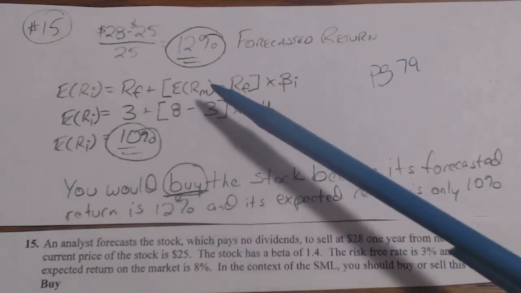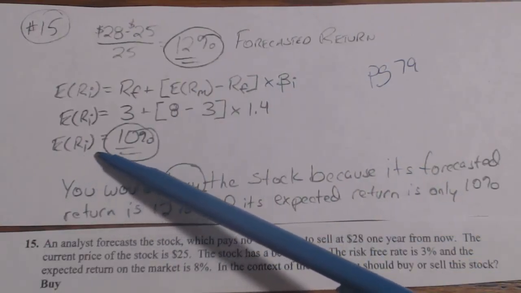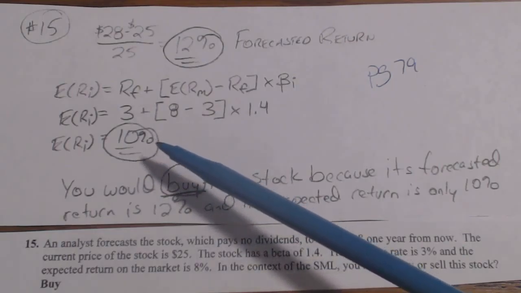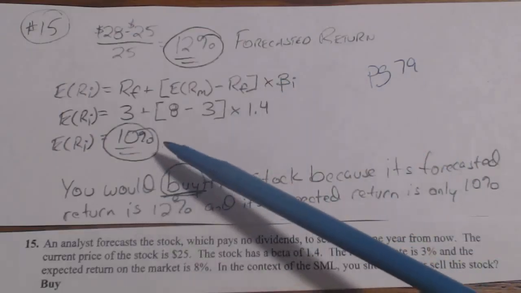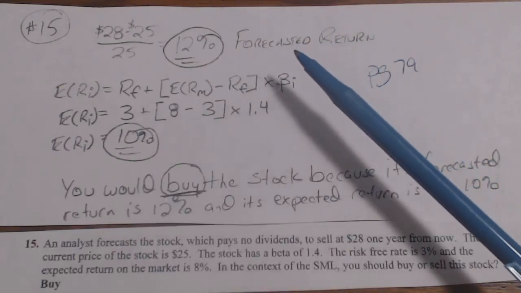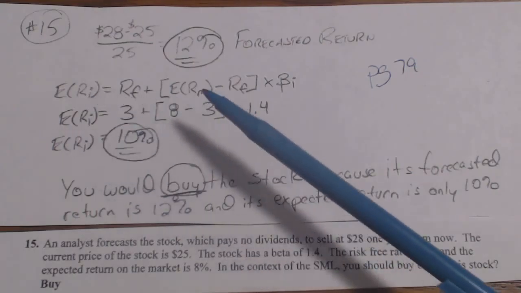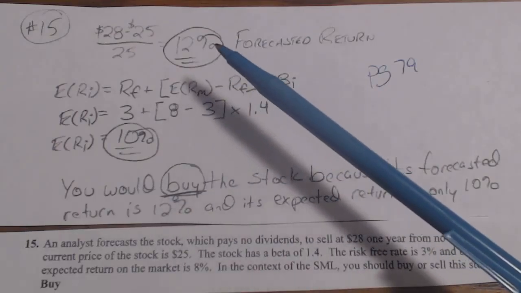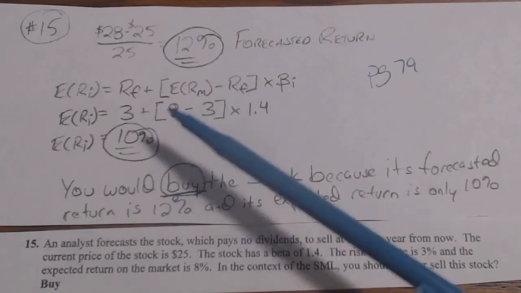So it's telling you that you're forecasting a 12% return, and the expected rate for this asset is 10%. So you would buy it because your forecasted return is higher than the expected return for it. This is compared to that line, the security market line. So in this case, you would go ahead and buy it. You have to figure out your forecasted return and the expected return based on the formula, and then if the forecasted return was 10% and the expected rate of return was 12%, you would sell.